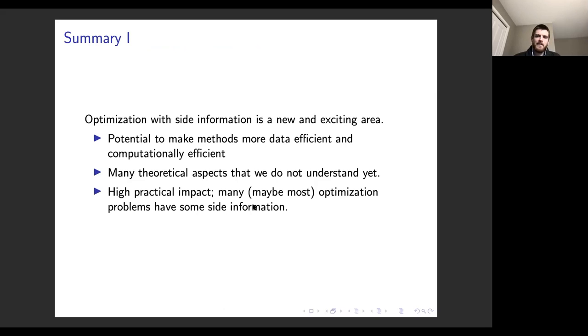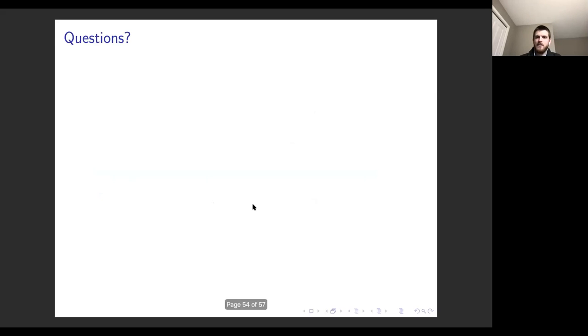So the takeaway that I want you to get from this is that optimization with side information is a pretty important problem that comes up a lot in practice, but it's one we don't really fully understand yet. There's a lot of potential here in terms of improving our knowledge in this area and making better methods that are more data efficient and computationally efficient. So that's it. If there are any more questions, I'd be happy to take them.